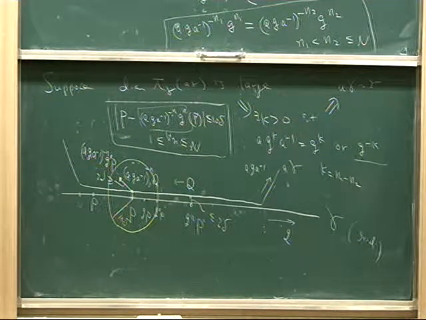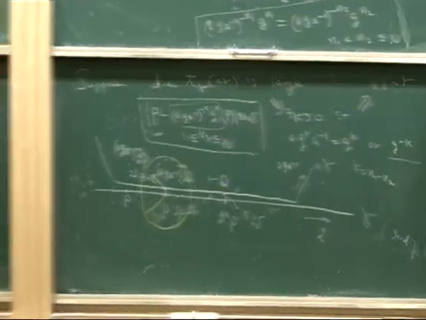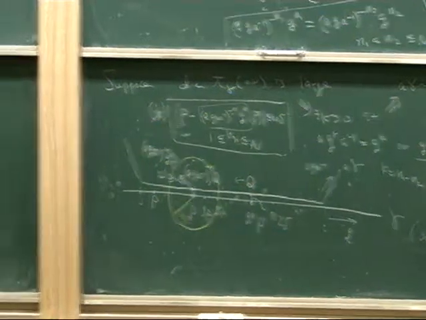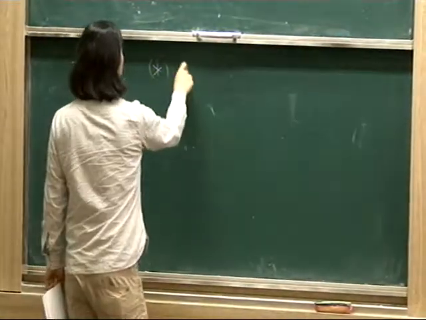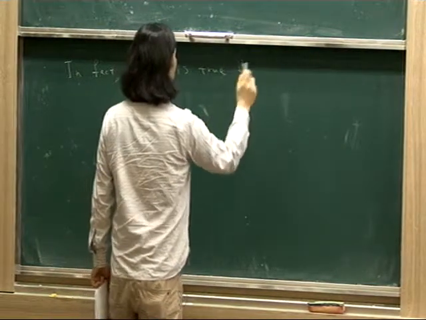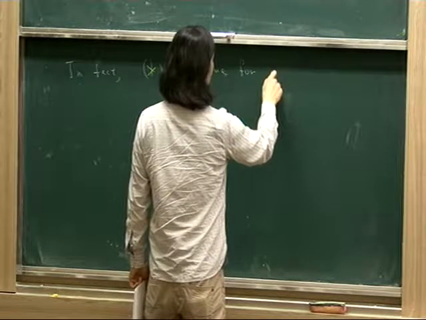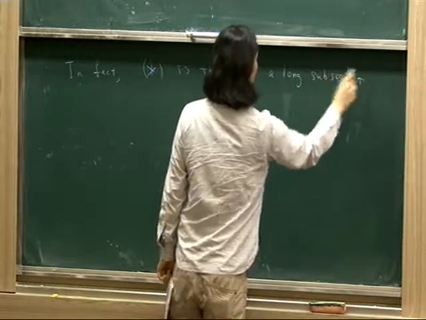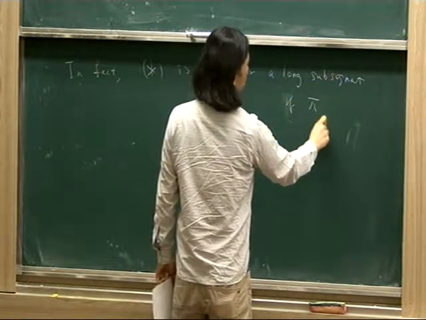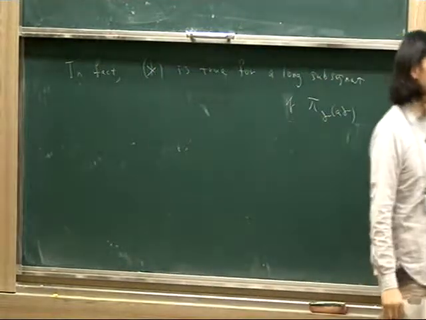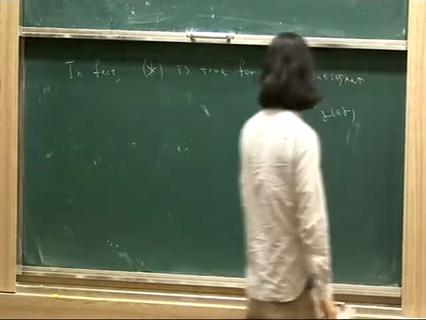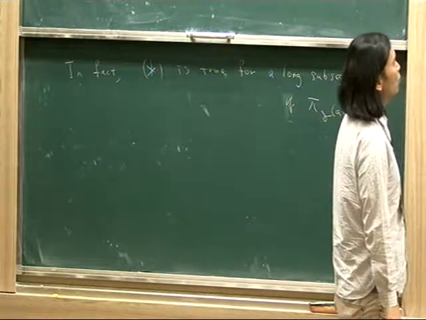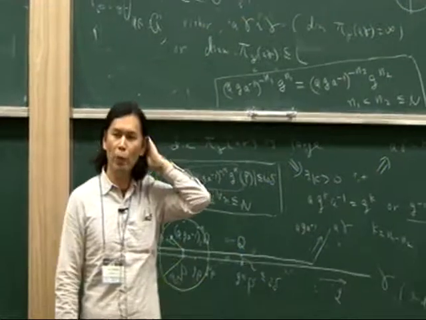So in fact, let me write this. This is true nearly for a long subsegment of the projection. It doesn't have to be this point. I mean, this point is also true. So therefore, there is a chance for you to make the assumption that the action is proper weaker.